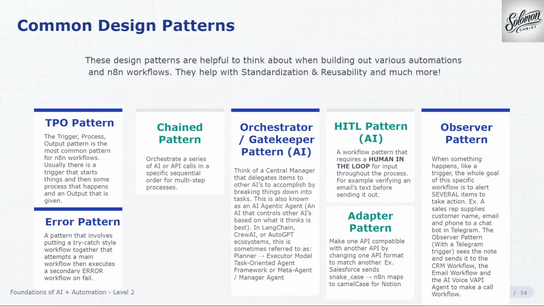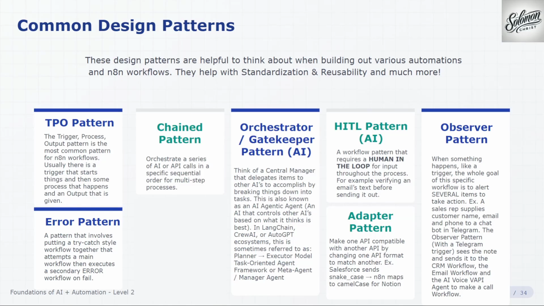Speaking of which, let's talk about the orchestrator and gatekeeper pattern. We use this in AI, and you can think of it like a central manager that delegates items to other AIs to accomplish by breaking things down into tasks. And that AI controls what the other AIs are going to do based on what it thinks is best. In LangChain, Crew AI, or AutoGPT ecosystems, we call this planner executor model, task-oriented agent framework, or meta agent or manager agent. So there are a lot of different terms for it, but you're going to see this a lot. The orchestrator, gatekeeper, or command pattern. This is the whole entire set of ideas where you've got an agent controlling other agents, or you've got a workflow which is actually controlling other sub-workflows.